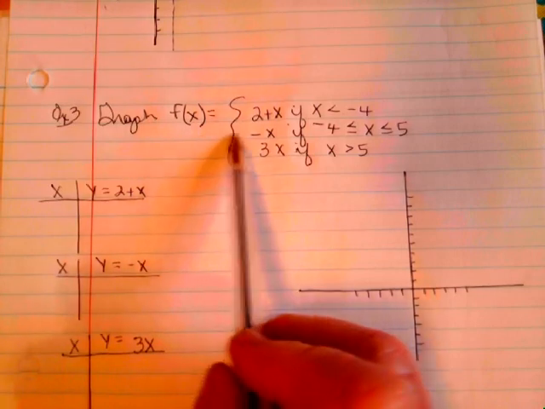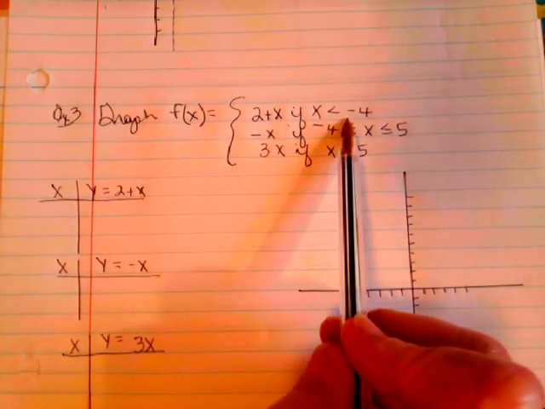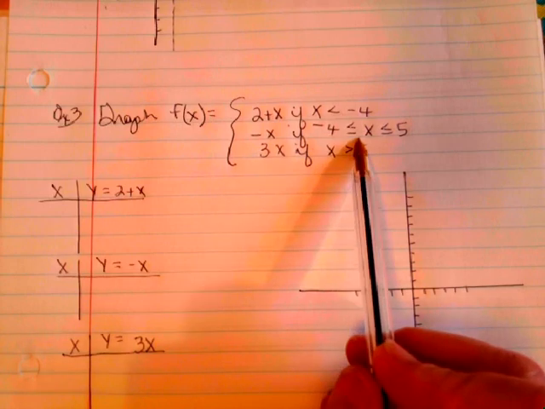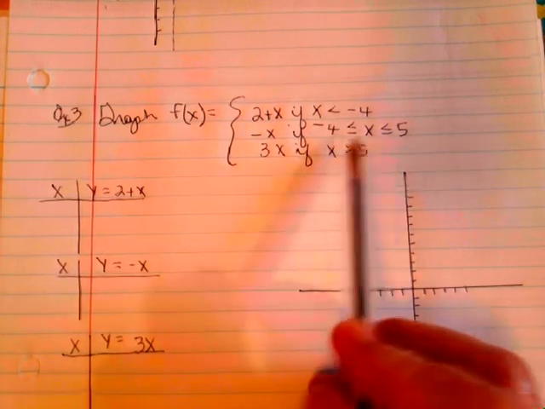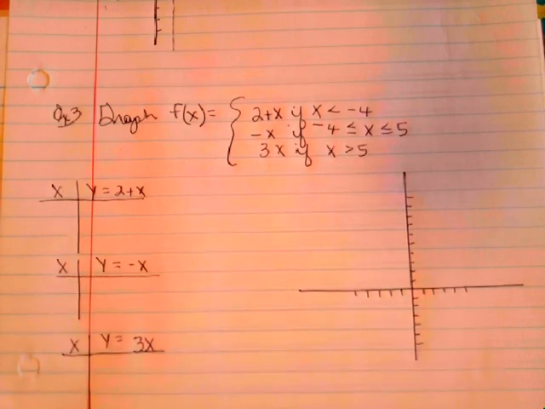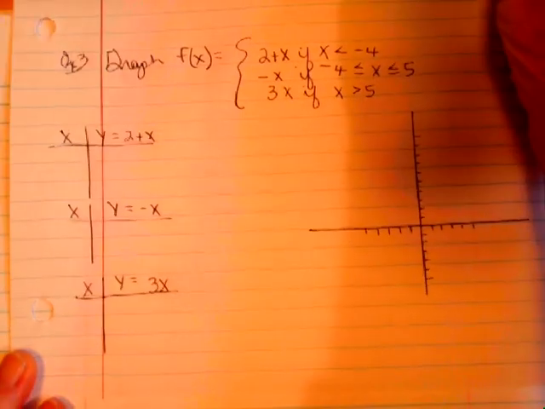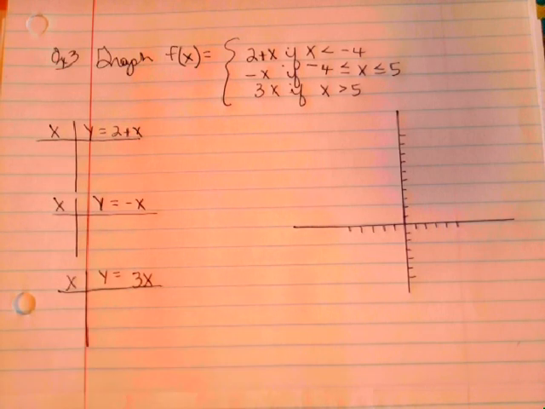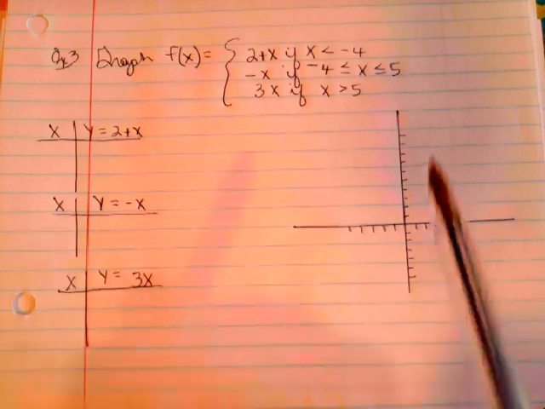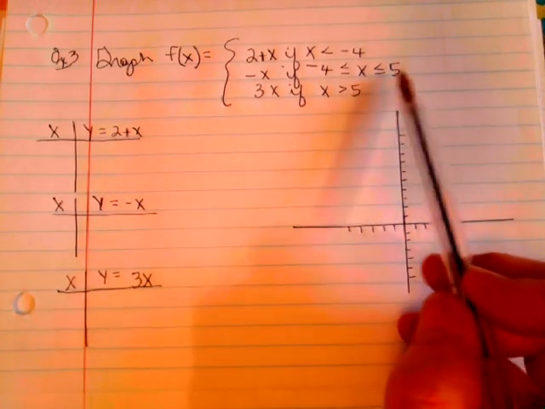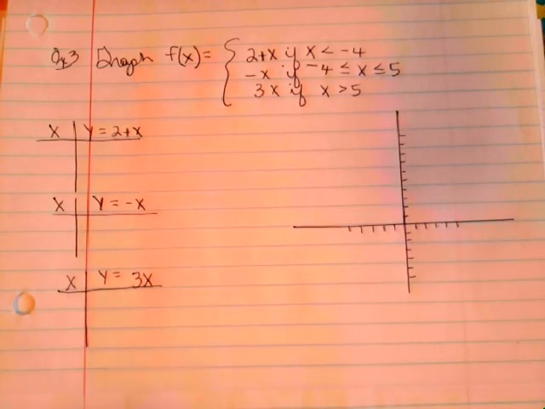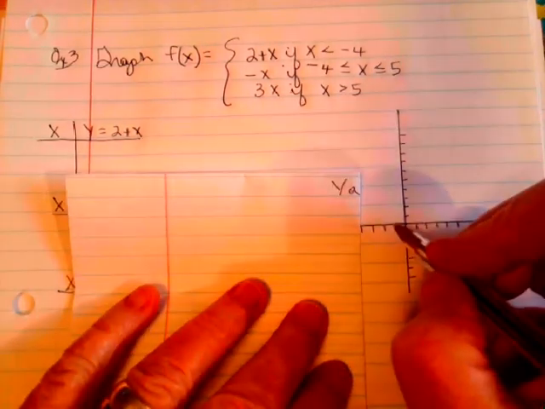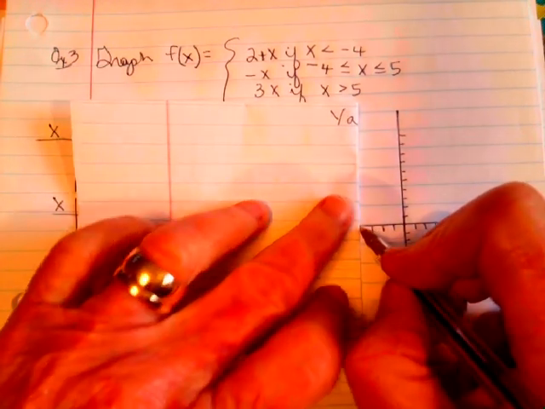Example 3. f of x is 2 plus x if x is less than negative 4, negative x if negative 4 is less than or equal to x is less than or equal to 5, and 3x if x is greater than 5. Write your function. Make 3 tables. Draw a coordinate axis. This time they are telling me that I have negative 4 for one boundary and 5 for another boundary. So I'm going to put those in as dotted vertical lines.